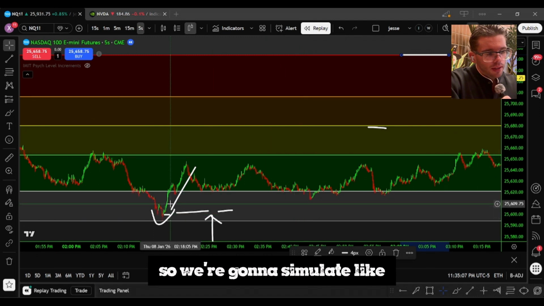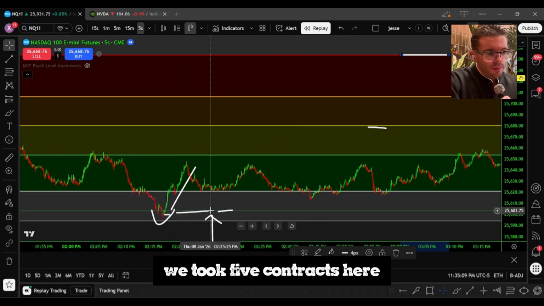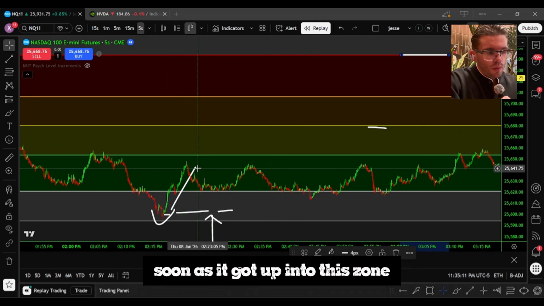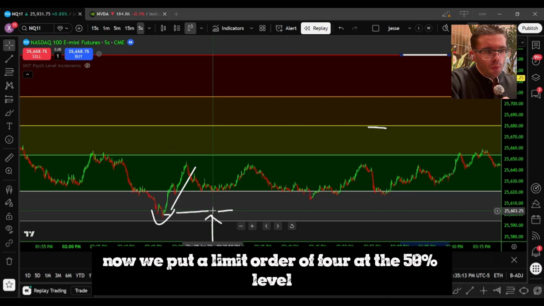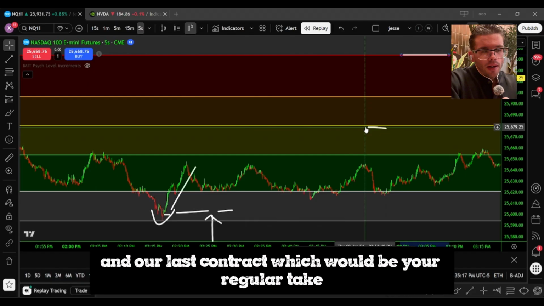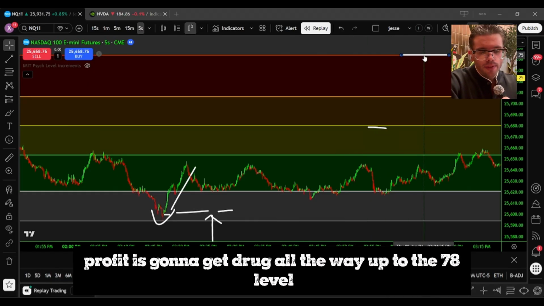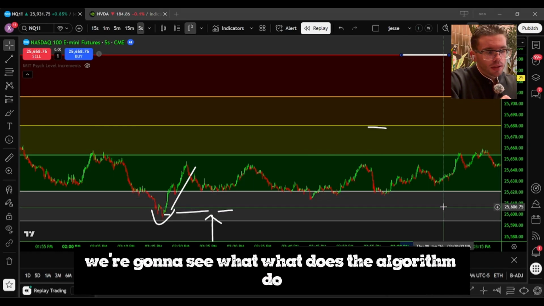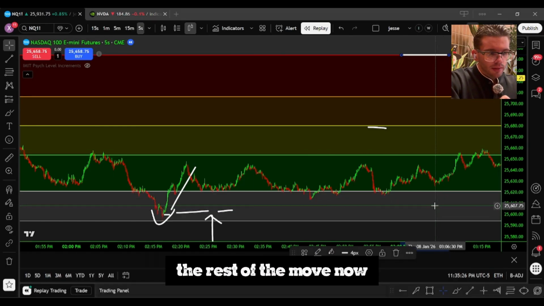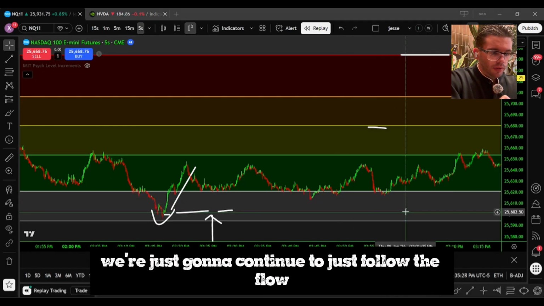So we're going to simulate like we took 5 contracts here. As soon as it got up into this zone, we moved our stop loss to break even. We put a limit order of 4 at the 50% level. And our last contract, which would be your regular take profit, is going to get dragged all the way up to the 78 level. And we're going to see what the algorithm does the rest of the move now. We're just going to continue to follow the flow.